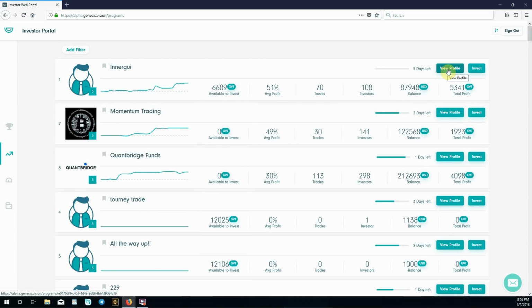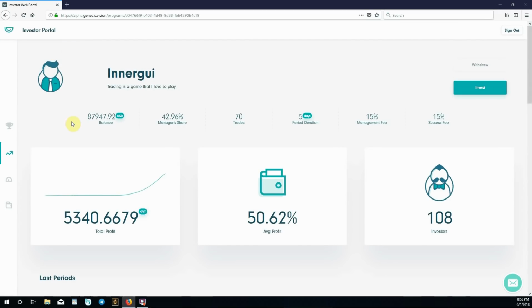Let's do that. Put view profile. Check out their numbers, manager share. The management fee for this one is 15%. It's a little higher. Success fee is a little lower. So this one charges 32% or 30% compared to the other one that charged 22%. It's different, but they could possibly be better. It really all depends on what you're comfortable with.